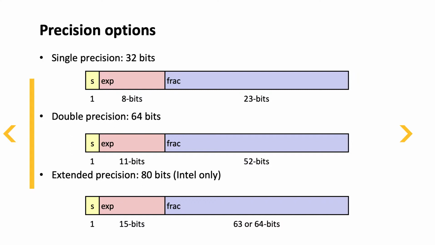For double precision, we have 64 bits. Again, 1 bit for the sign. In this case, though, we're going to have 11 bits to encode E in the EXP field, and 52 bits for the frac field encoding M. Another one that's for Intel only is extended precision, which allows for 80 bits, in which case, as always, 1 bit for the sign bit. We have 15 bits in the EXP field to encode the exponent, and 63 or 64 bits in the frac field to encode the significand.